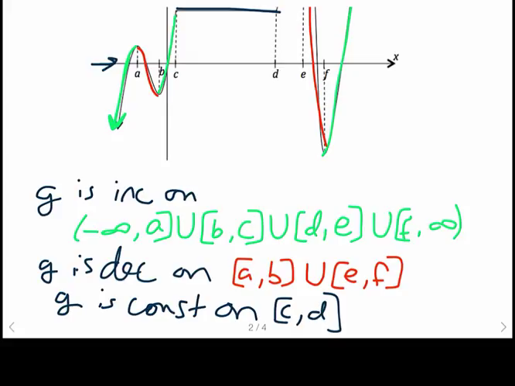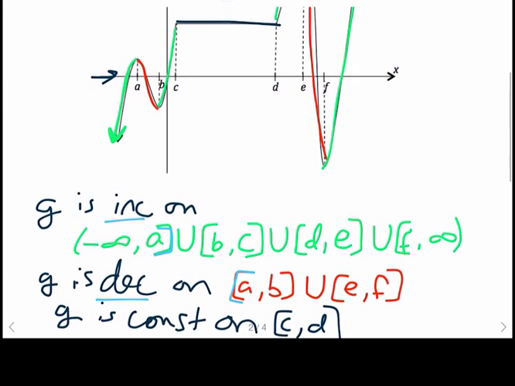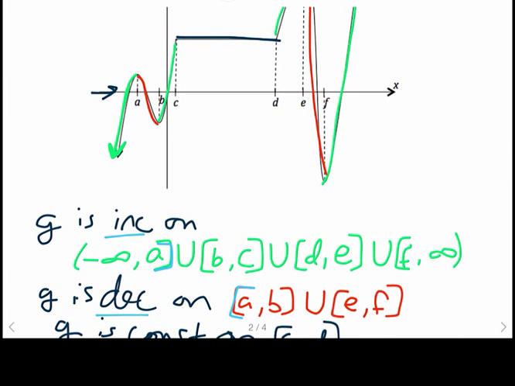Something that could be a hang-up is the fact that if you're paying attention, you can see that we're saying f is increasing at a. We're also saying f is decreasing at a. It all depends on how you're considering a.